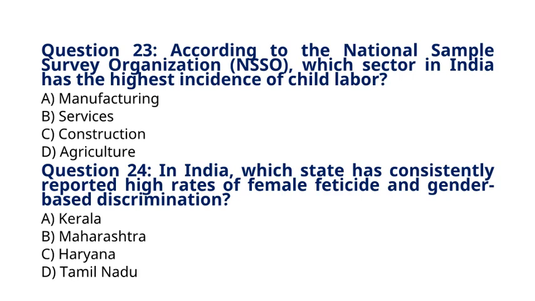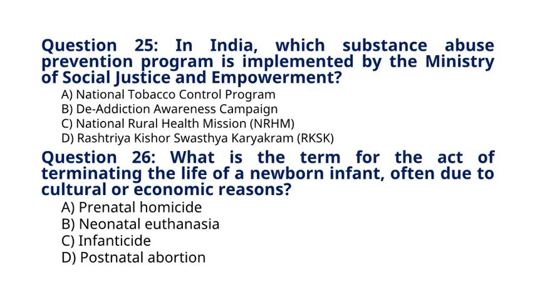Agriculture. Question 24. In India, which state has consistently reported high rates of female feticide and gender-based discrimination? A. Kerala. B. Maharashtra. C. Haryana. D. Tamil Nadu. The correct answer to question 24 is option C. Haryana.